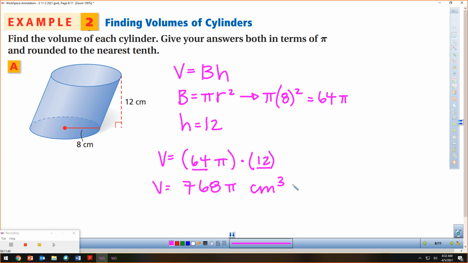Then to get rid of the pi, you have to take that 768 and multiply it by pi and then round to the nearest tenth. Use the pi button. It is 2 down from the green button. Do not use 3.14. So in your calculator, you need to do 768 times the pi button equals, and you should get 2,412.743. So when you round to the nearest tenth, it's 2,412.7 centimeters cubed. So there's your two answers. A lot of times they're going to ask for your answers in terms of pi and rounded to the nearest tenth, so you need to write both of them.